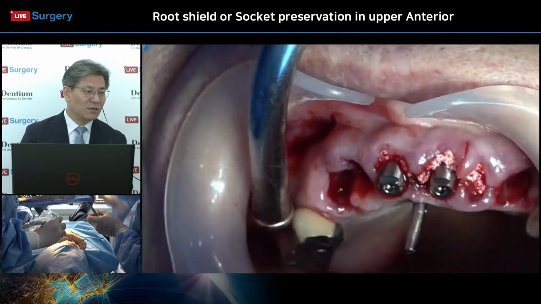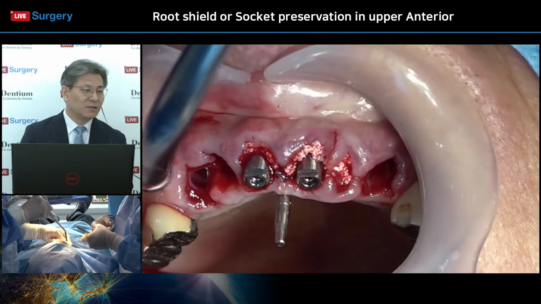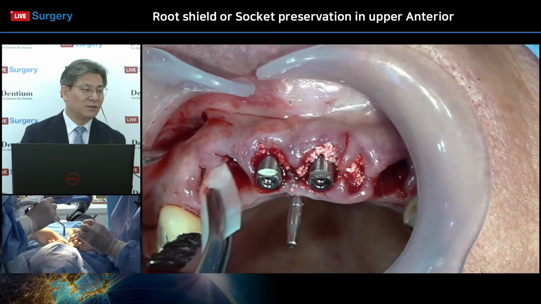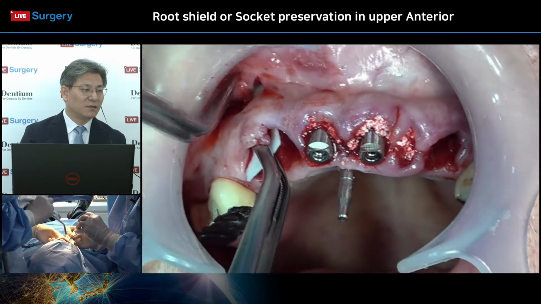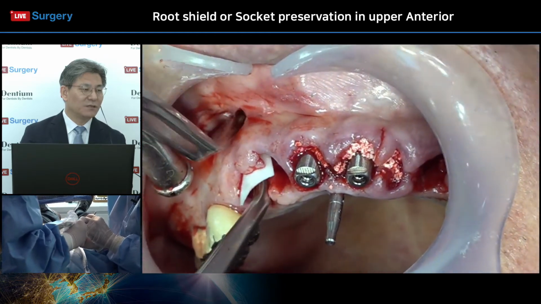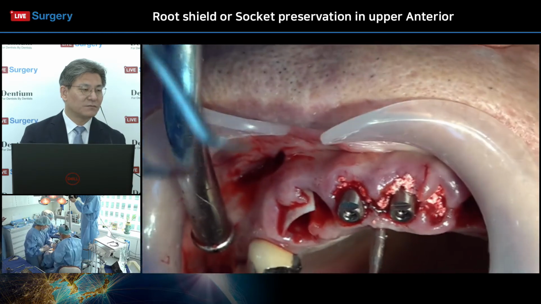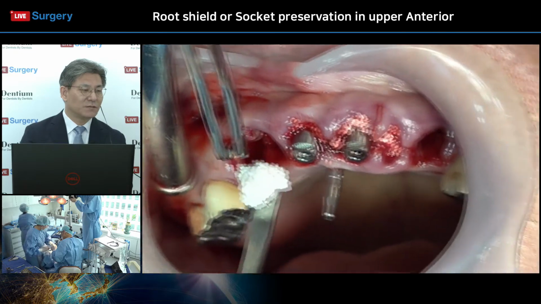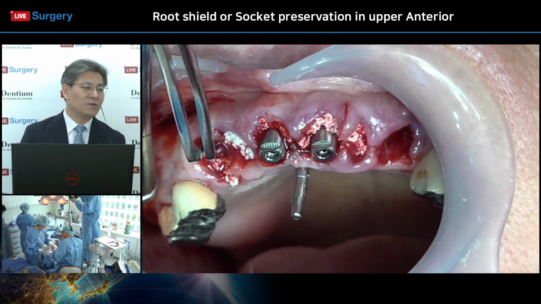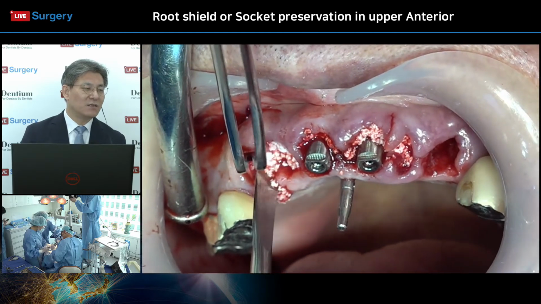So this number 13 area is covered by collagen membrane on the labial socket area. Have we finished up to that point? Yes, okay. Prepare the bone graft as well. And the bone grafting: all the exposed labial bone plate area is covered by collagen membrane, the big size collagen membrane.